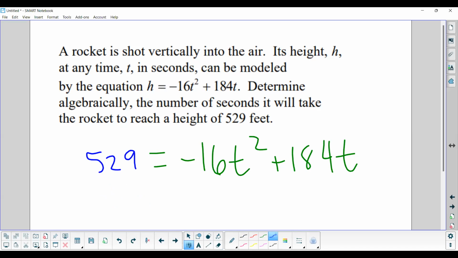It also says to solve algebraically. So your choices are factor, square root by completing the square, or the world's best choice, which is the quadratic formula. Put it here for you in case you want to use it. There it is. It's always on the reference sheet. You never have to memorize it. But this sentence is not ready to be solved because it's not equal to 0.